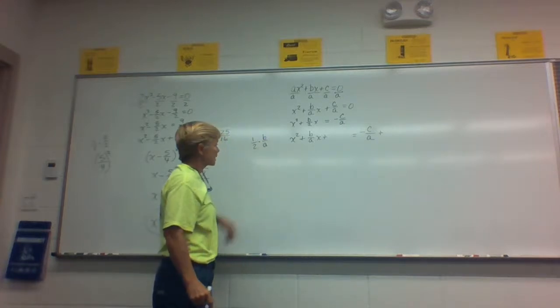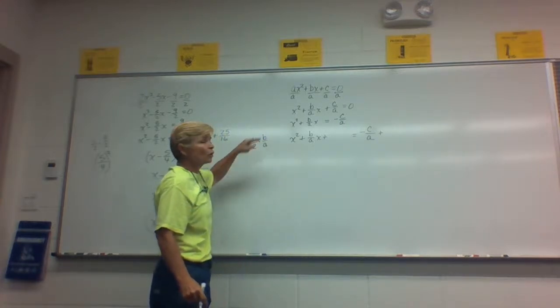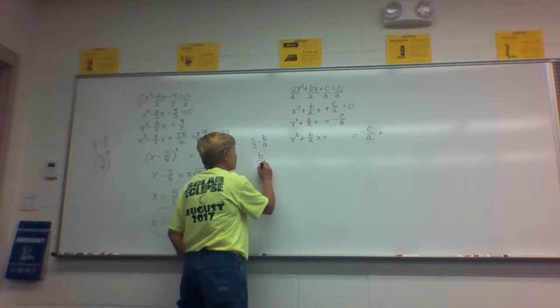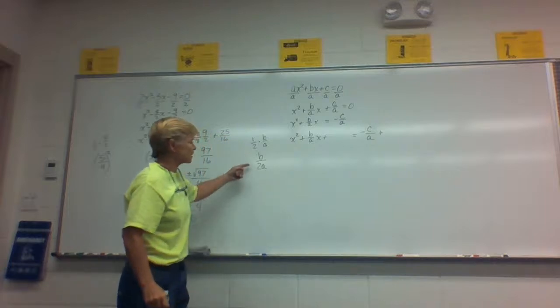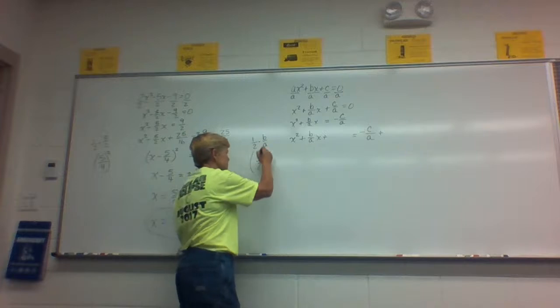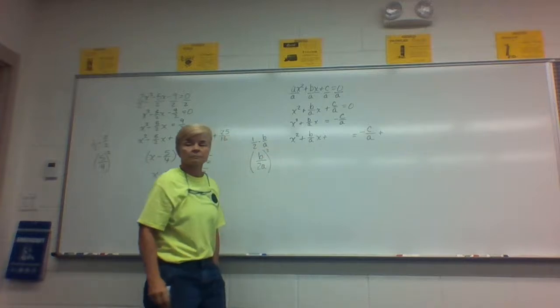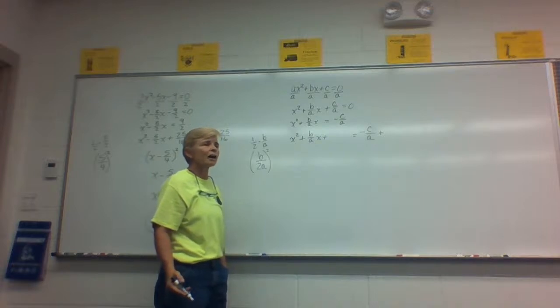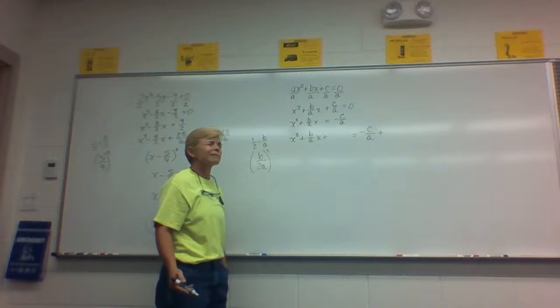Half. That's what we want to do. Half of B over A. What do we get? B over 2A. Very good. Now, what is that thingy squared? Just take a stab at it. If you're wrong, I'm not going to yell at you. I might. Probably will. 2b over 4a.